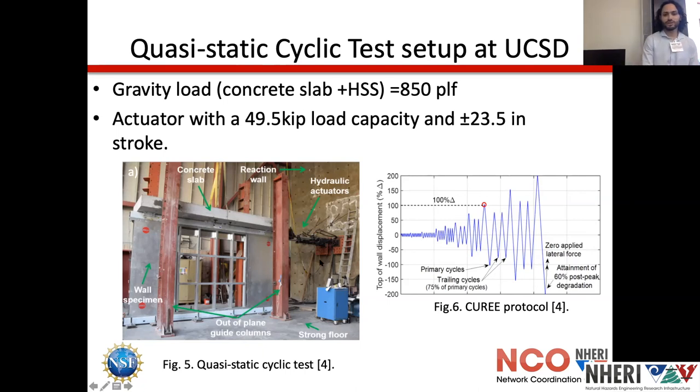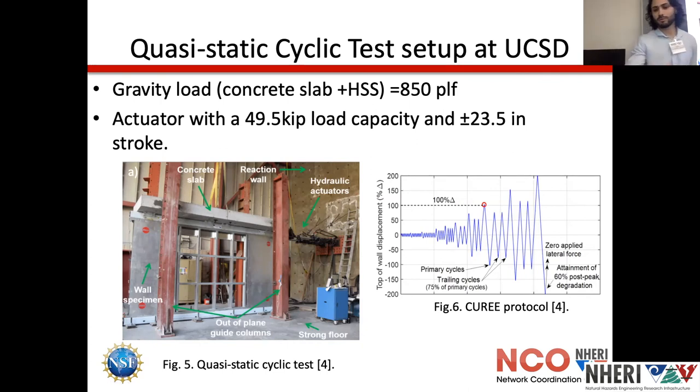The hydraulic actuator had a load capacity of 49.5 kips and 23.5 inch stroke. The top mass consisted of the concrete slab plus the HSS member, which sums up to 850 pounds per linear foot gravity load. At the right, we can see a figure of the displacement control protocol that the wall was subjected to.